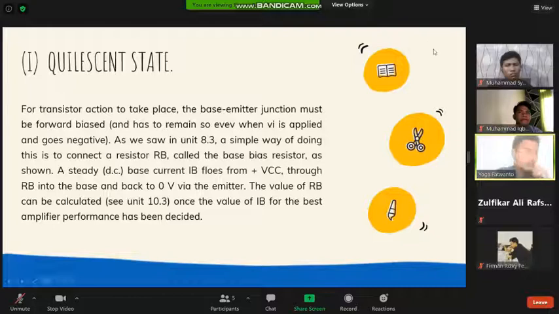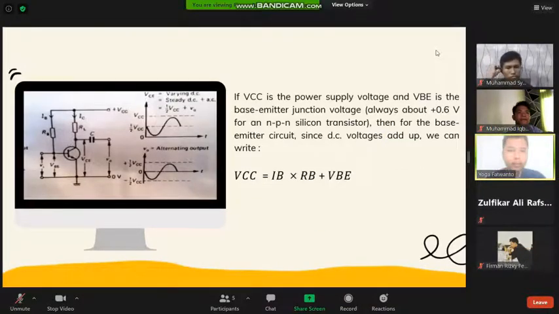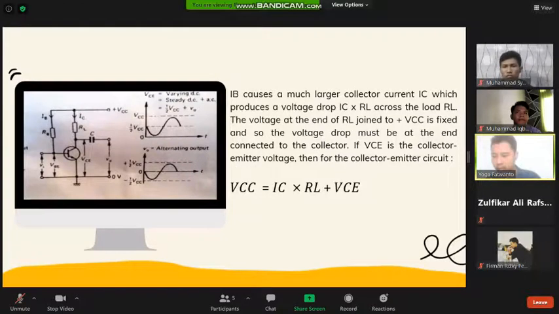Next please. Okay. As we can see in this picture, if VCC is the power supply voltage and VBE is the base emitter junction voltage, always about plus 0.6 volt for an NPN silicon transistor, then for the base emitter circuit, since DC voltage is applied, we can write VCC is equal to IB times RB plus VBE. Next, please.